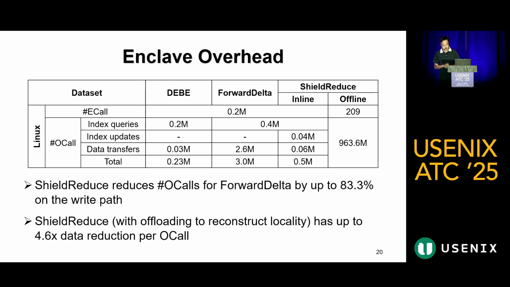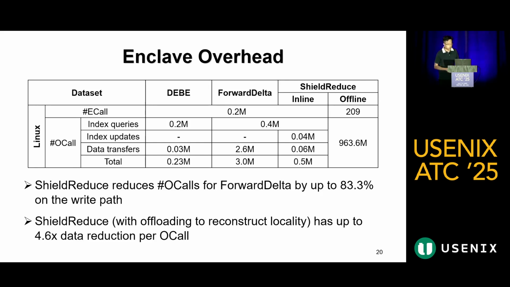And also we consider enclave overhead, like how much context switching you can reduce. So here we use the number of O-calls, which are the calls from the enclave to the external applications. And we see that ShieldReduce can reduce the number of O-calls by up to 83.3%. And most importantly, if you look at how much space we can reduce per O-call, ShieldReduce can achieve up to 4.6 times data reduction per O-call.